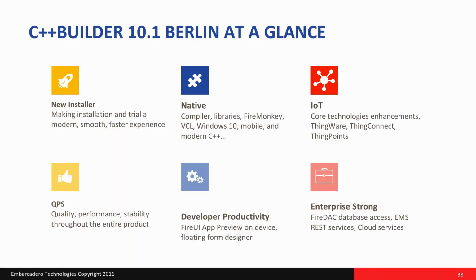We are focusing a lot on the QPS triad, the quality, performance and stability throughout the entire product. One thing I've mentioned is that Update 2 brings a lot of new features, and that's the result of our new development model where we are bringing out new features in updates periodically throughout the year. But we are remaining focused heavily on the quality of the product as well, and we have a lot of bug fixes and improvements in Update 2.